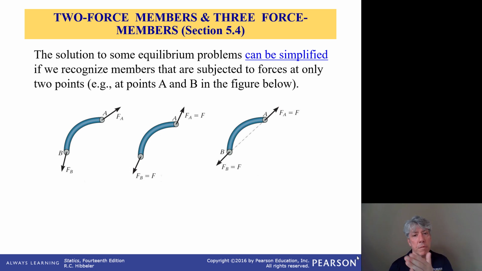What determines the direction of force A and force B is the fact that this is a two-force member, and therefore for equilibrium to occur, those two forces must lie along the same line. There's no other option. Otherwise, the body cannot be in equilibrium.